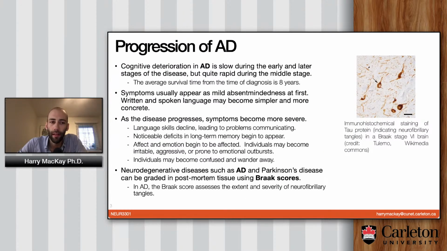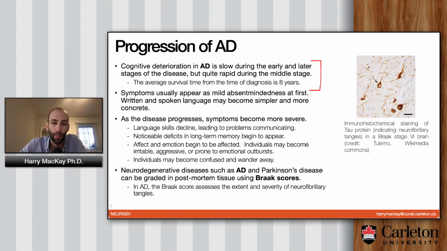Now, Alzheimer's is a progressive disorder. It begins in a very subtle way and will progress gradually toward higher and higher levels of impairment. During the early and later stages, the deterioration is comparatively slow, but during the middle stage, it can become quite rapid. So ultimately, after you've been diagnosed, the average remaining survival time is about 8 years.